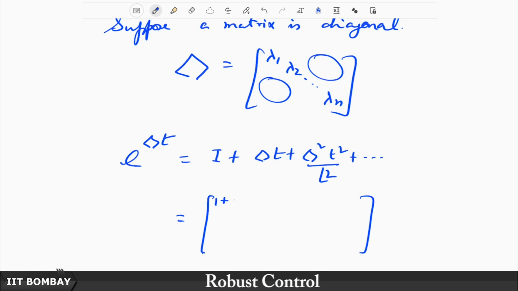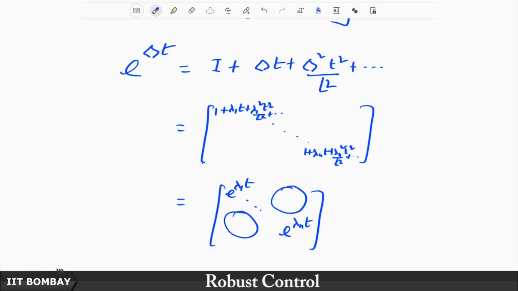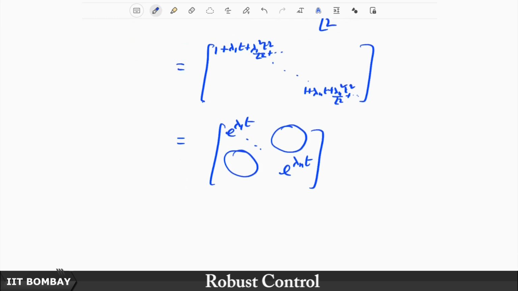You will see that each individual diagonal entry just turns out to be 1 plus lambda 1 t plus lambda 1 squared t squared by factorial 2 plus dot dot dot. Likewise, the last term would be 1 plus lambda n t plus lambda n squared t squared by factorial 2 plus dot dot dot. Each of these individual terms then converges to e to the lambda 1 t, dot dot dot, till e to the lambda n t. So, if a matrix is diagonal, then finding its matrix exponential is simple.